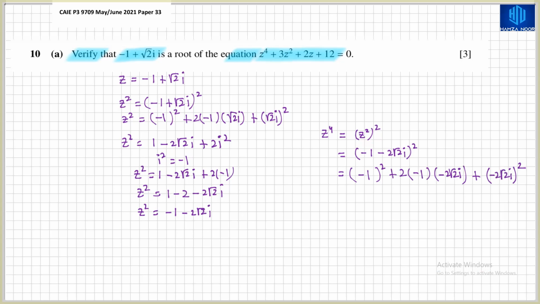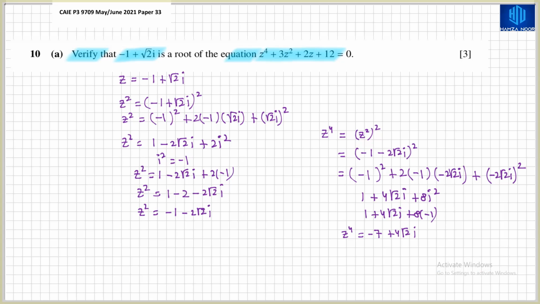All right, so this means 1 and then plus 4 root 2i and then plus 8i squared, and since i squared is equal to -1, so 1 plus 4 root 2i plus 8 times -1, so therefore -7 plus 4 root 2i is z to the power 4.